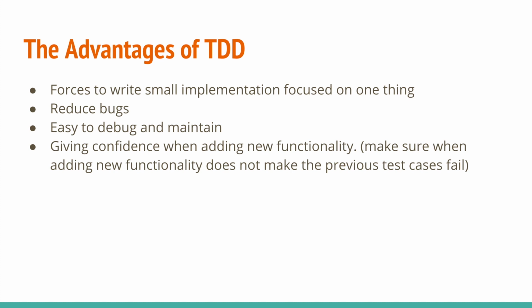So what are the advantages of TDD? TDD forces the developer to write a small implementation focused on one thing. Also, TDD can reduce bugs by increasing your test coverage. And it's also easy to debug and maintain, so you just need to focus on where the test fails when you want to debug or maintain your code afterward. TDD also gives confidence when adding new functionality, because you make sure that adding new functionality doesn't make the previous test cases fail.